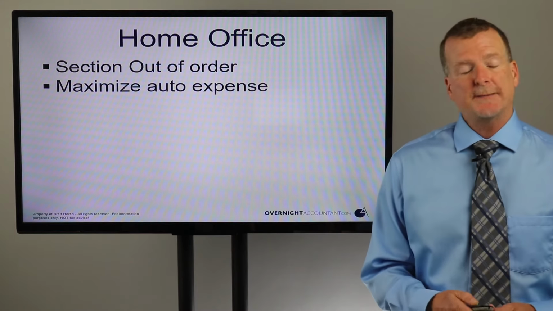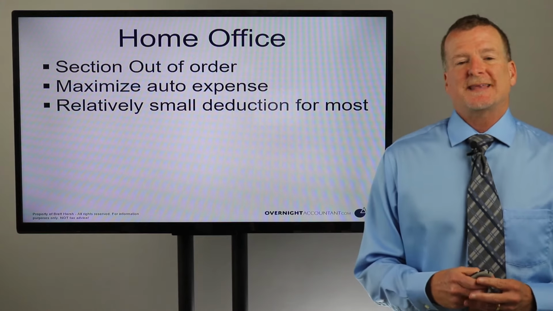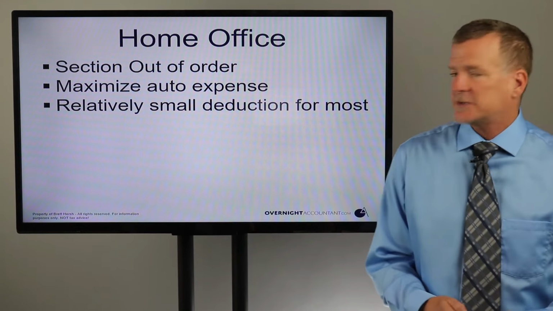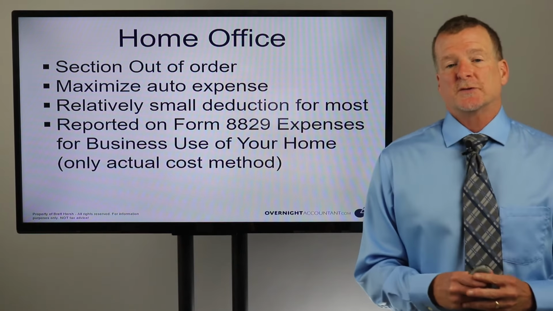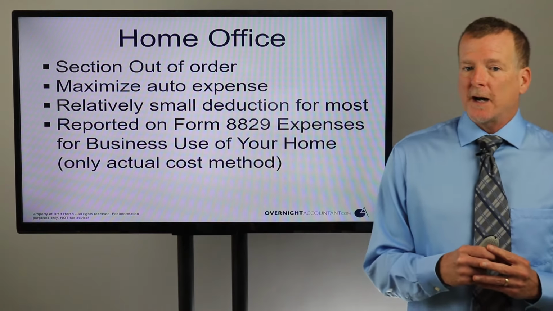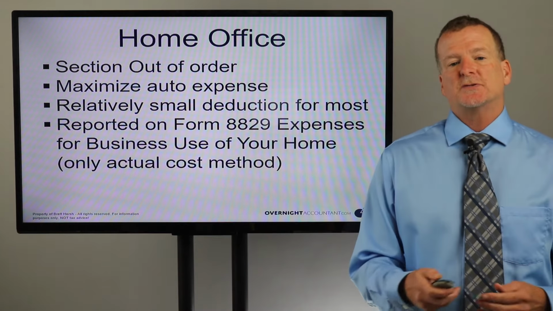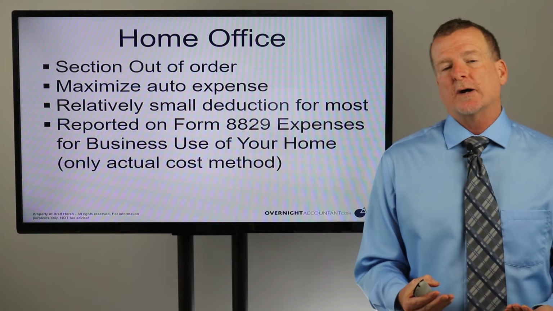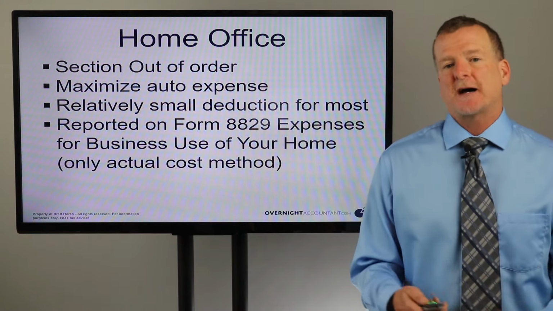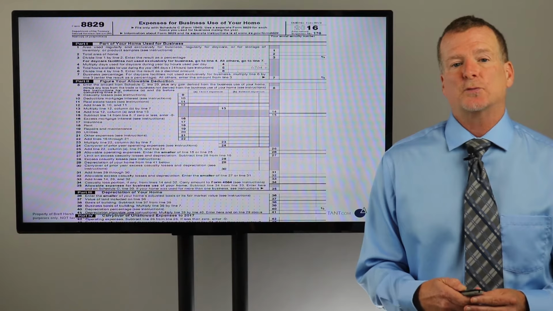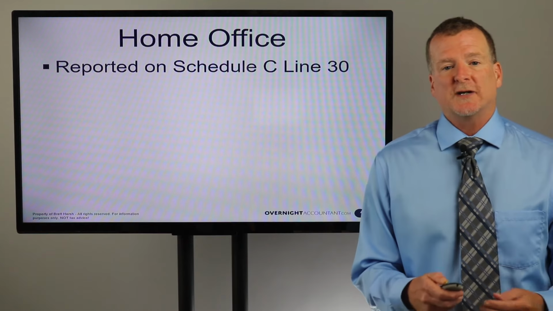So I just mentioned the main purpose of the home office deduction. It's not necessarily a large expense, but it helps you maximize that auto deduction. It's a relatively small deduction for most individuals. Sometimes when you rent, it's a little better, depending on the square footage of your apartment or the house that you're renting. You're going to report this on Form 8829. This is expenses for the business use of your home. You're only going to use that form, however, when you are deducting the actual cost, using the actual cost method. If you're using a simplified method, you actually don't need the Form 8829. But if you're going to use 8829, there you go. That's what it looks like.